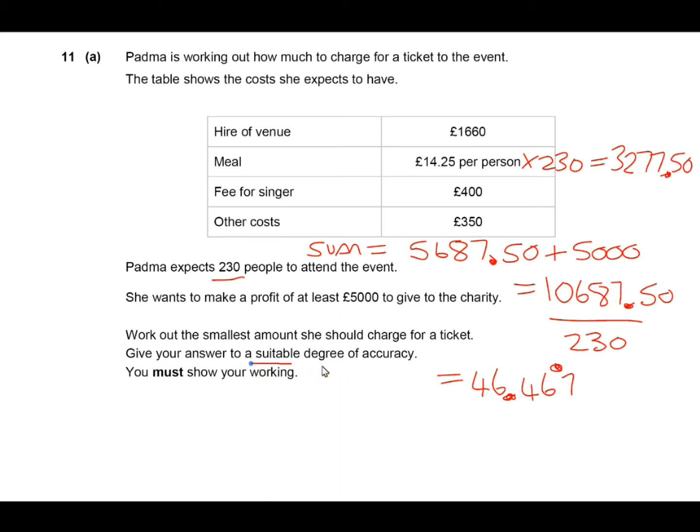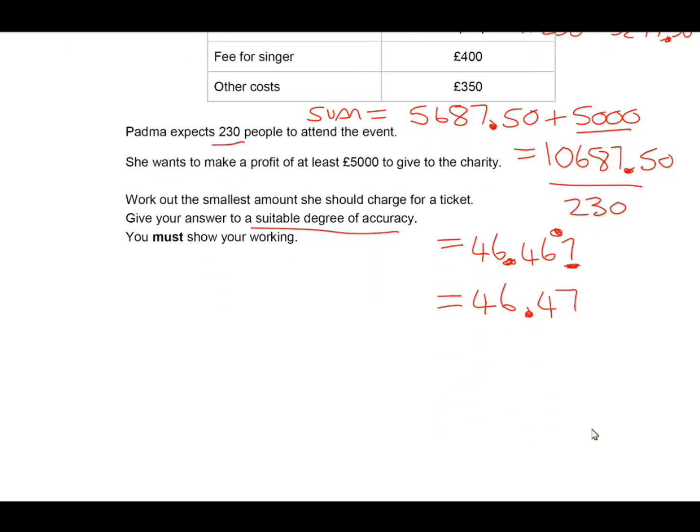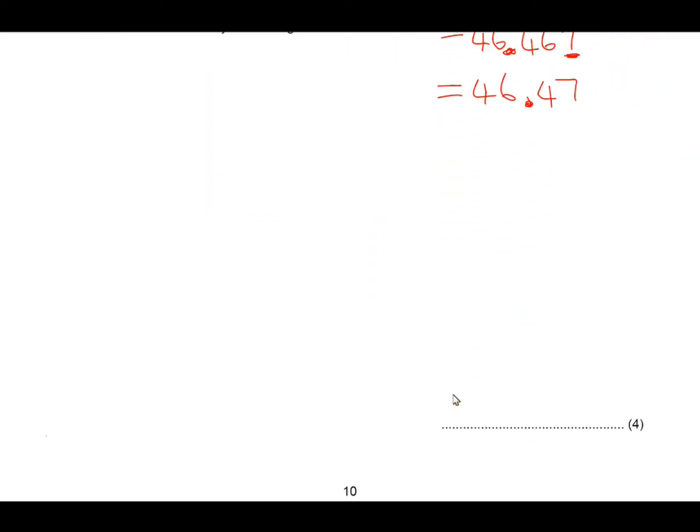Now, give your answer to a suitable degree of accuracy. So what is the smallest amount she could charge for a ticket? Well, if we round it down to 46 pence, she's going to make a loss and not achieve her £5,000 target. So the minimum amount she can charge is £46 and 47 pence. So on the answer line, I would put £46 and 47 pence as my answer.